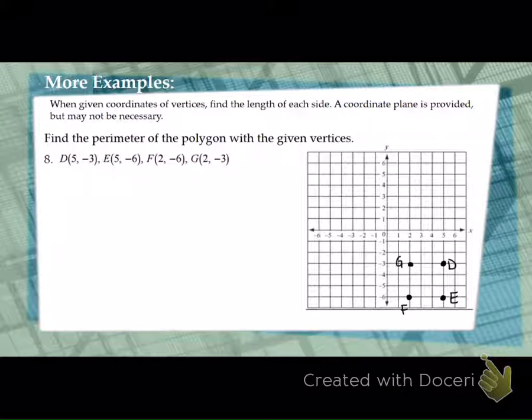Your quadrilateral, your polygon, whatever you're plotting, should go in order of the coordinates it gives you. So do you see how it says D, E, F, G in that order? So you should always connect in that order. D to E, E to F, F to G, and then back to the original. Okay? Just as another note here.